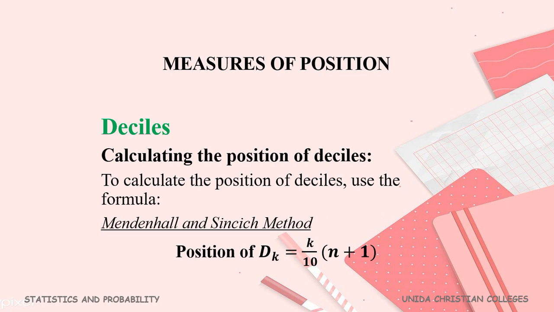So same, k is the position you are solving for. Let's say you are solving for the third decile. So your k will be 3. Saan naman siya ngayon nakadivide? Unlike kay quartile po, nakadivide sa 4 kasi nga divided into 4 equal parts. Dito, nakadivide naman siya sa 10. Okay, same pa din. n is the total number of your data or your sample plus 1.